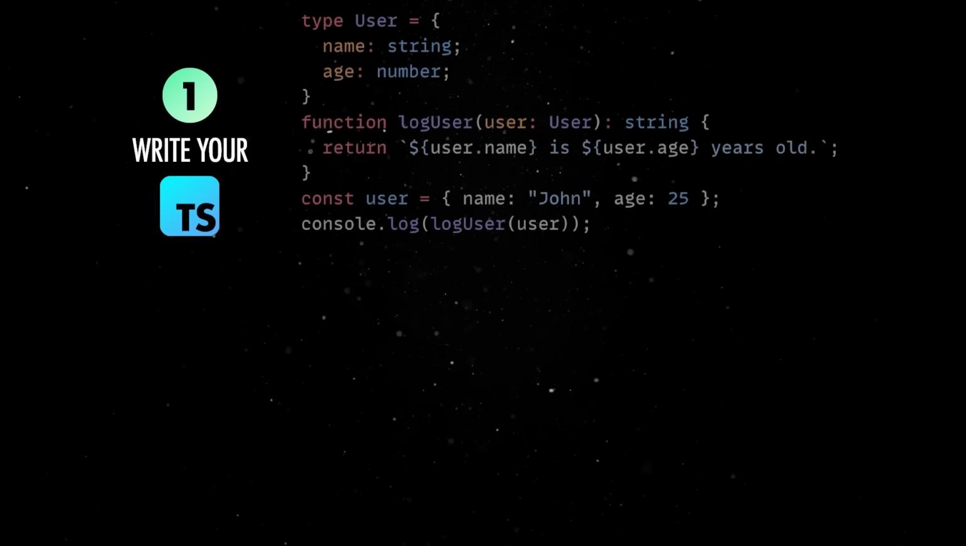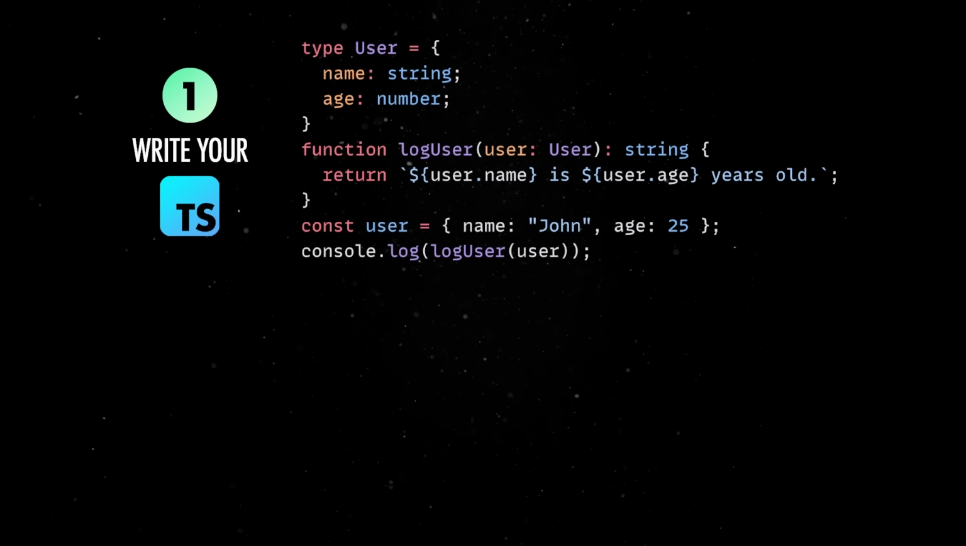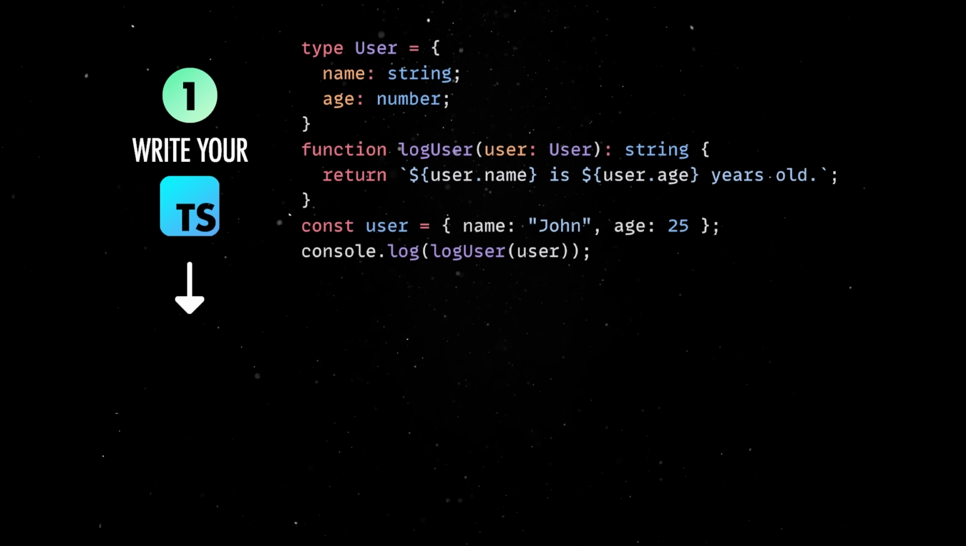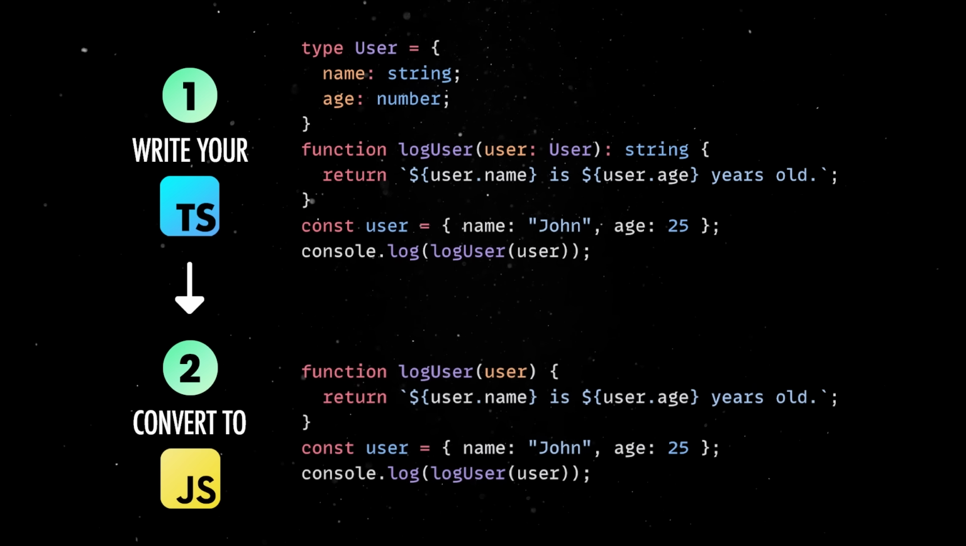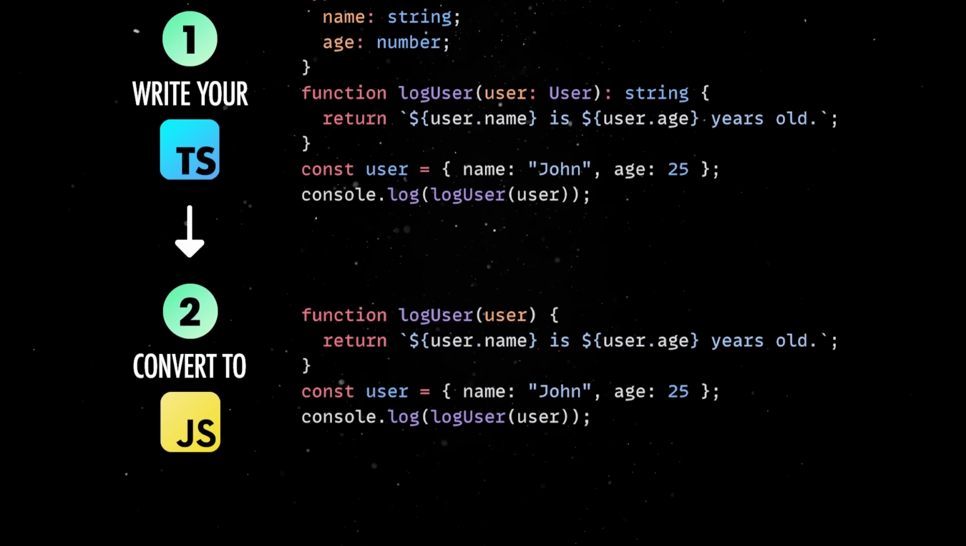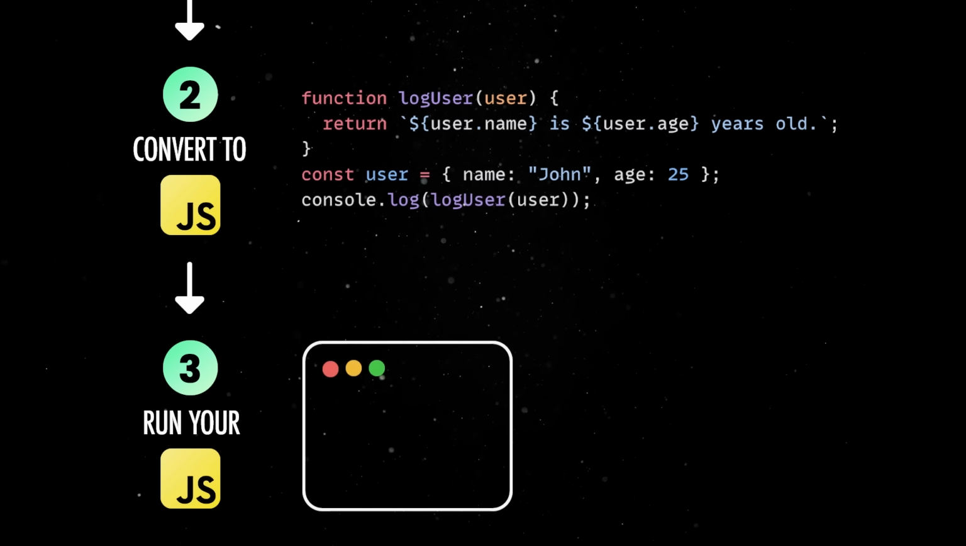First, we write our code in .ts files. Then, an external runtime like Node.js runs the TypeScript compiler that compiles our .ts files into .js files. Finally, the browser executes the generated JavaScript file.